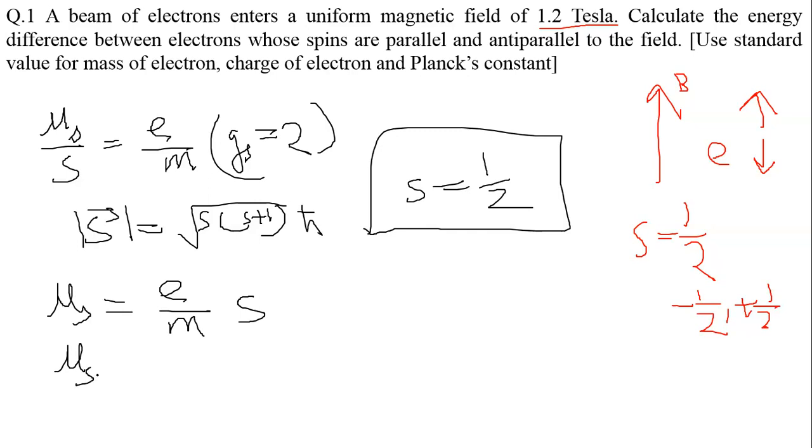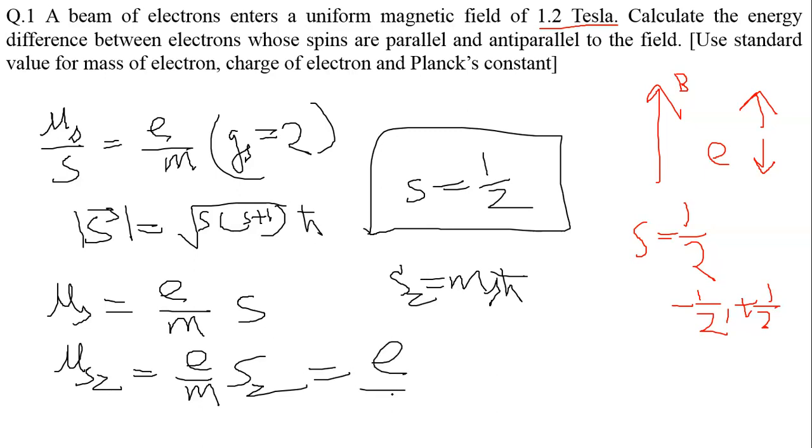We can write mu sz is E by m into sz, and I just told you that sz is nothing but ms h cross. So if we put it here, it will be E by m into ms h cross. But there are two different values of ms, because for spin half, ms is equal to minus half and plus half. So due to these two different values of ms, there will be two different values of mu sz.